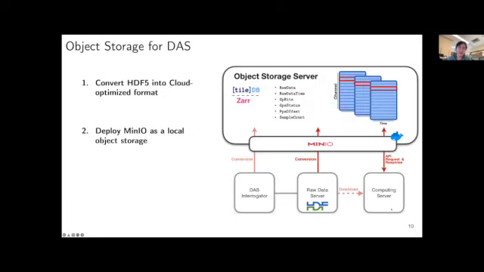So to help solve this problem, this is what we are proposing in this incubator project. The idea is simple. We convert H5 DAS data into cloud-optimized data formats. We deploy MinIO as our local object storage. Combining these two, we create a platform that is able to provide data service in a much more efficient way.